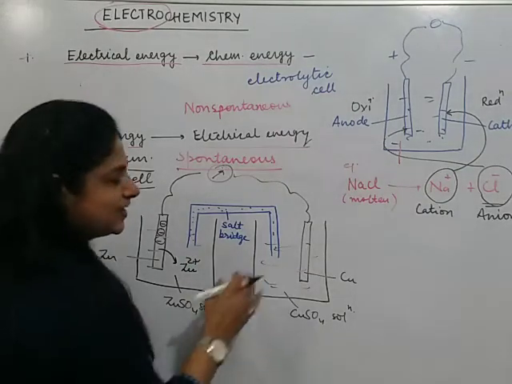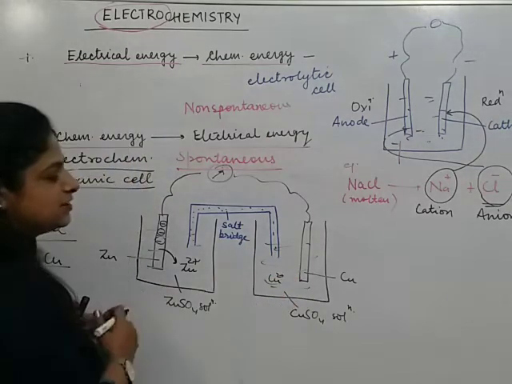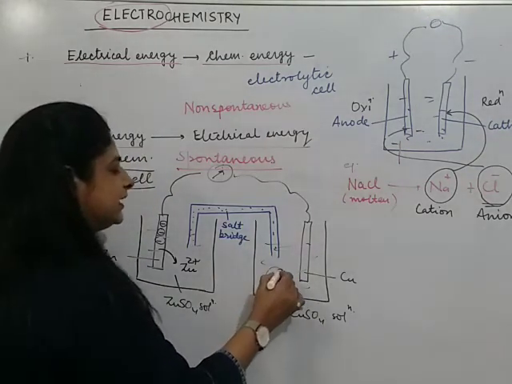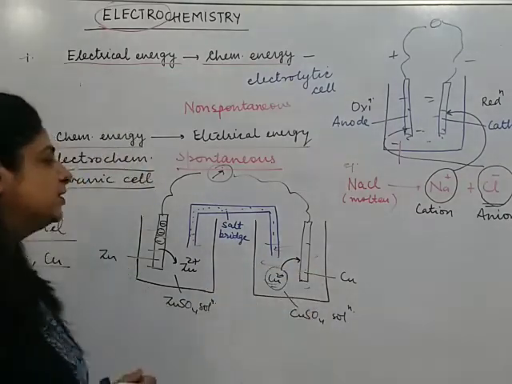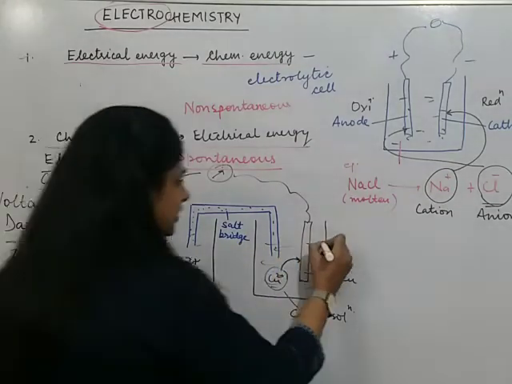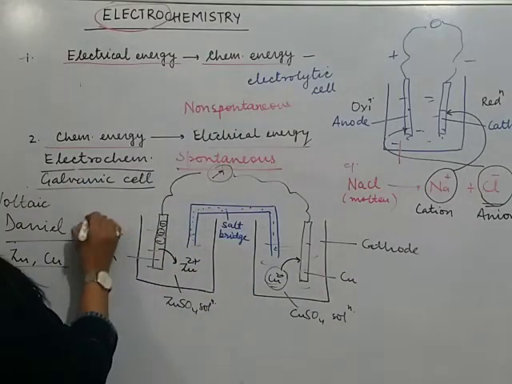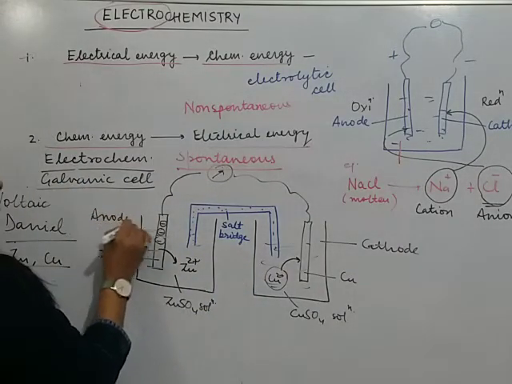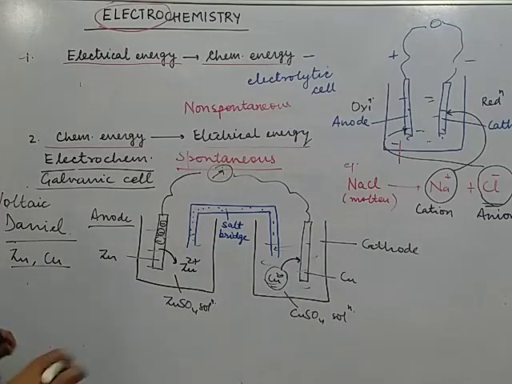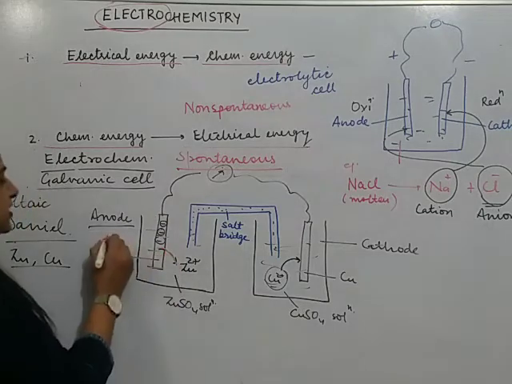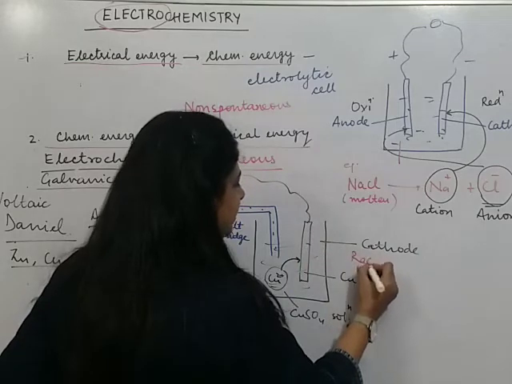While in this case, what do we observe? We observe that the copper ions present in the solution start getting reduced by taking up the electrons from the copper rod, which is actually the cathode, while the zinc rod acts as the anode in this case, because we always know that anode is the electrode where oxidation takes place. Cathode is the rod where reduction takes place.